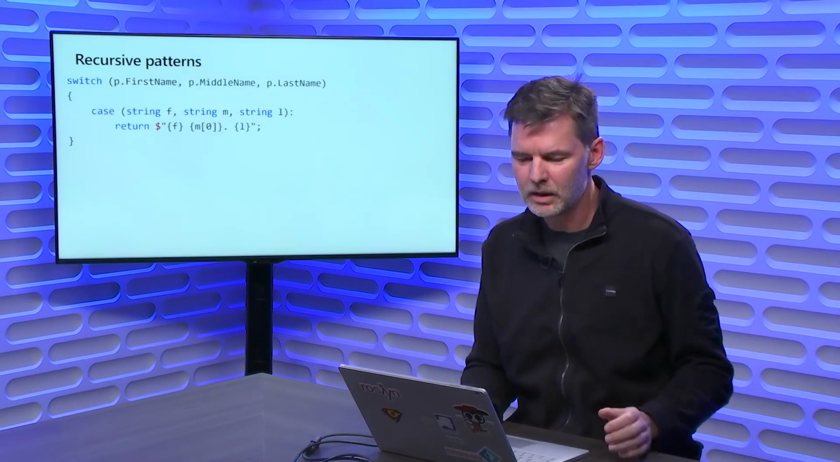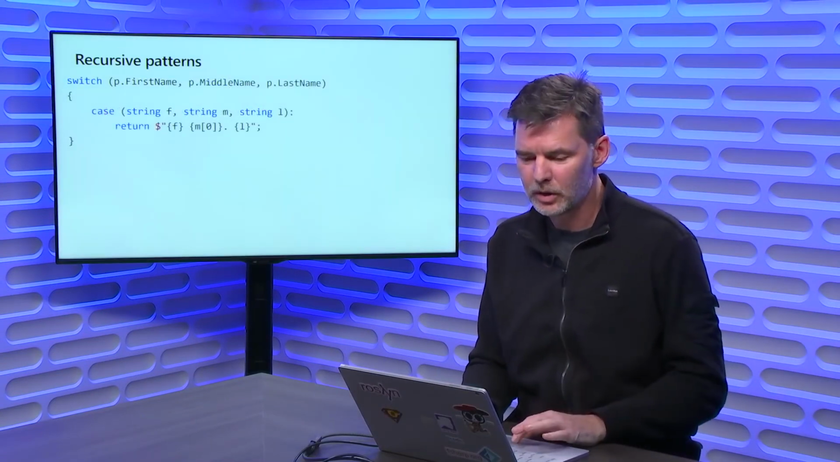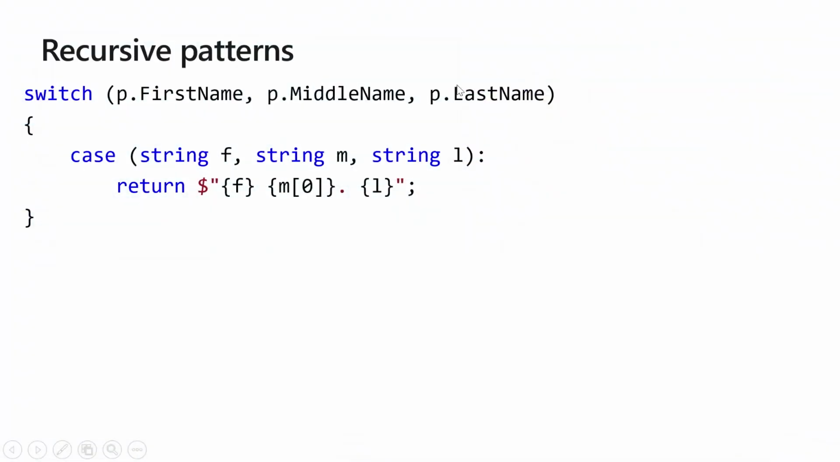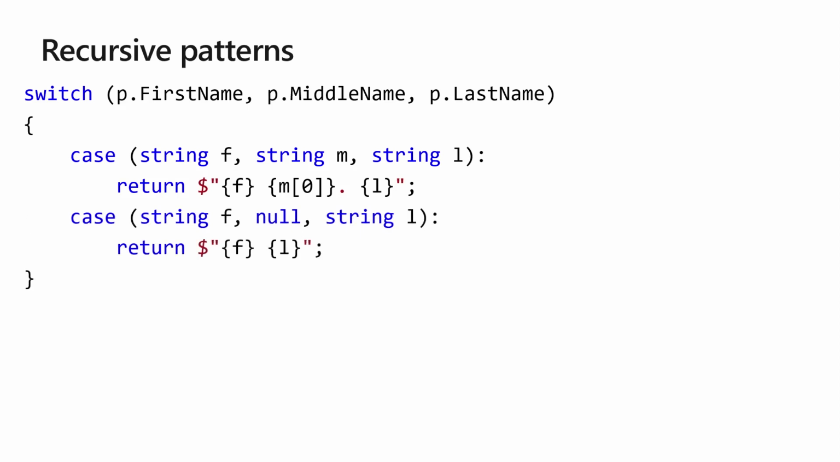And you can now do that using what we call recursive patterns. So I'm switching over a tuple of the 3 strings here. And then in my cases, I can put a pattern that also looks like a tuple. We call this a tuple pattern. But inside of it, it has other patterns, which are then used to match against the elements of the tuple. So here I'm matching where they are non-null strings. And here's the case for matching when the middle one is null.